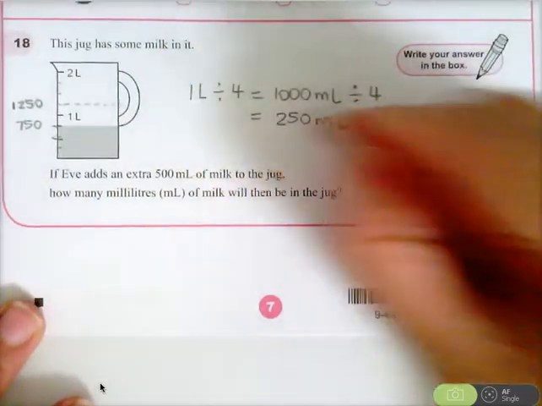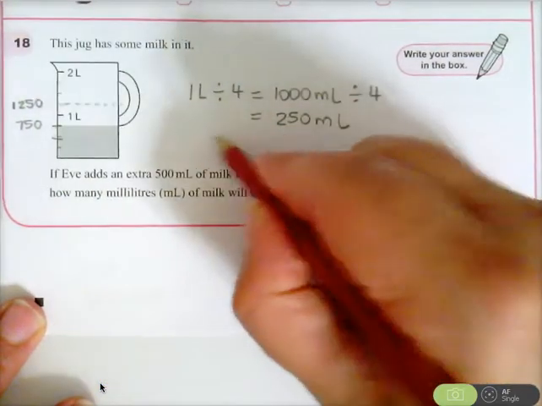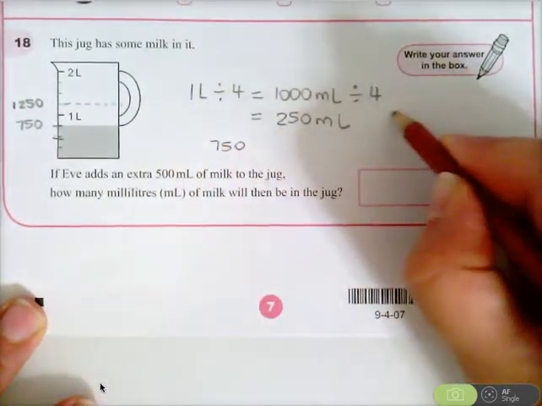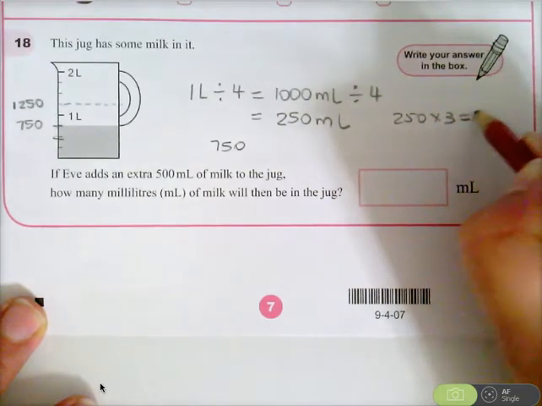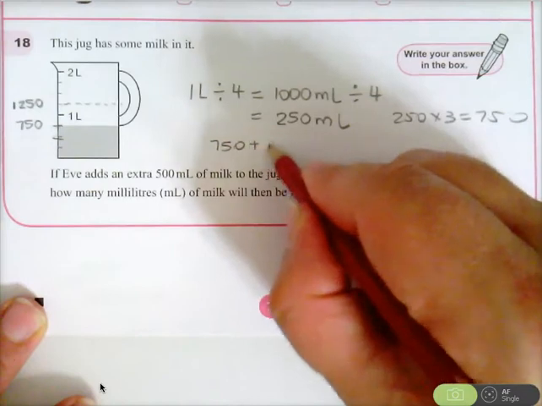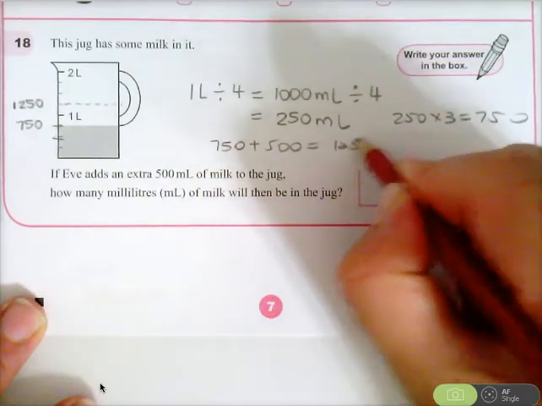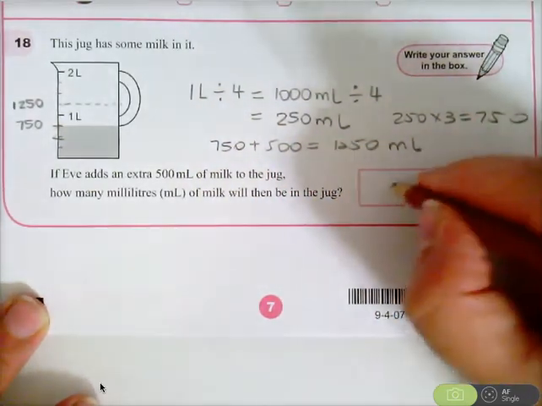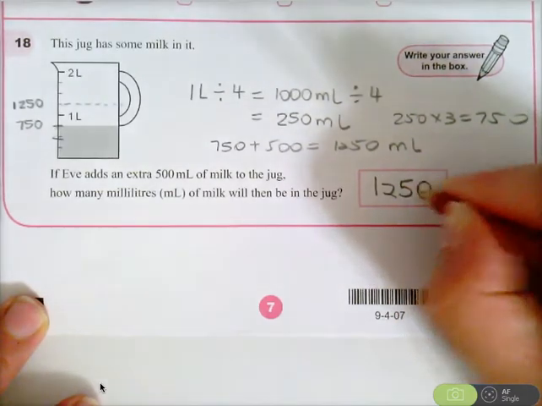1,250 mils. So we had 750, because what we did with that 250, we times it by 3 to get 750. So 250, 500, 750, we're adding another 500 and we end up with 1,250 mils. So that's our answer. Okay?